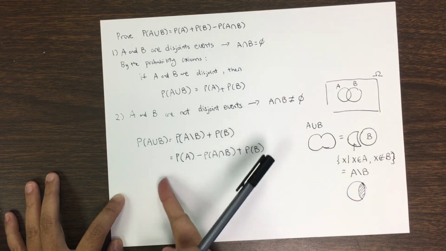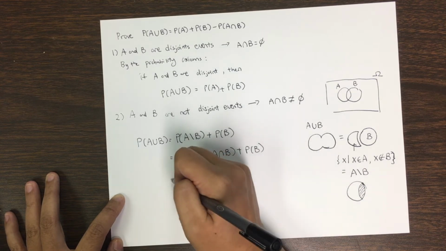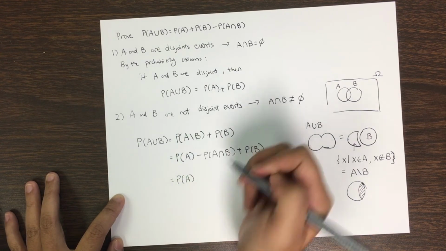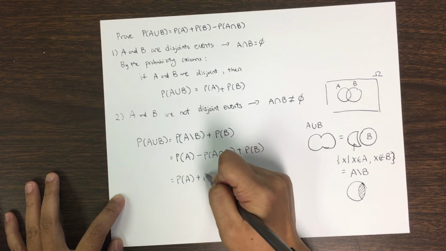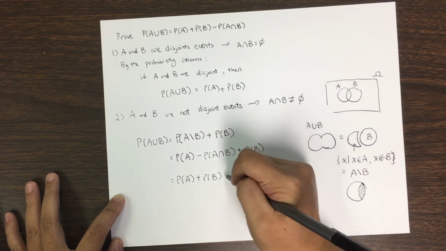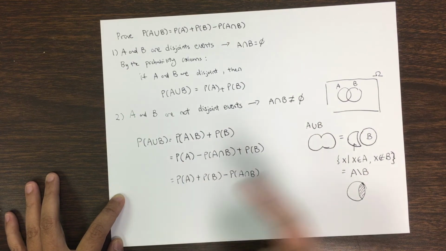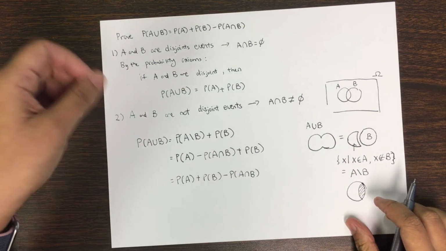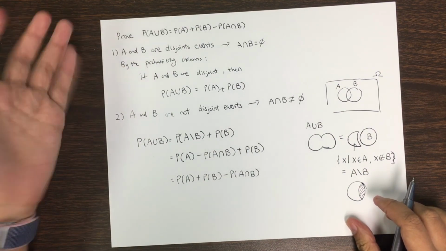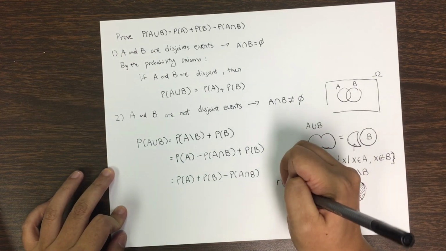So therefore, we can see that you can rearrange this as the probability of A plus the probability of B minus the probability of A intersect B, right? And this uses nothing but the axioms of probability, and so the thing is proved.